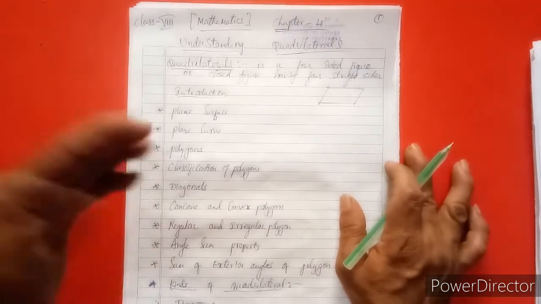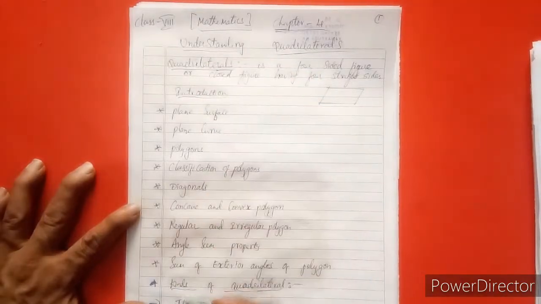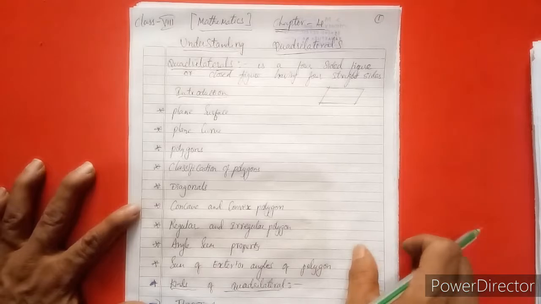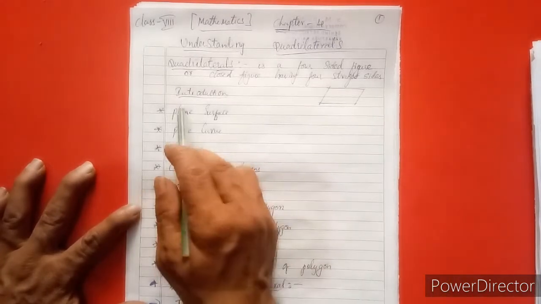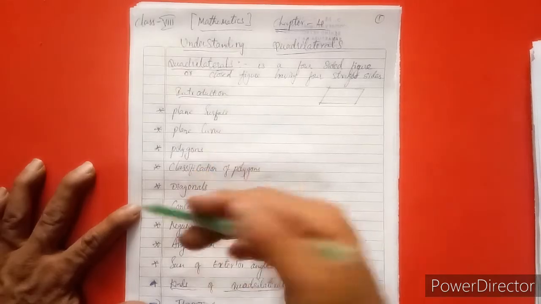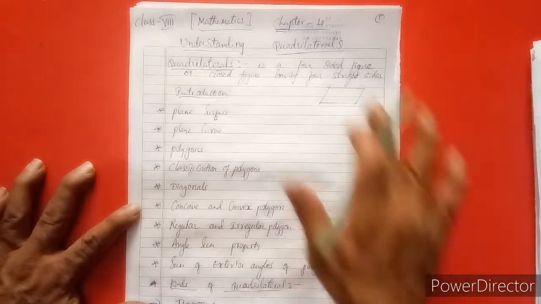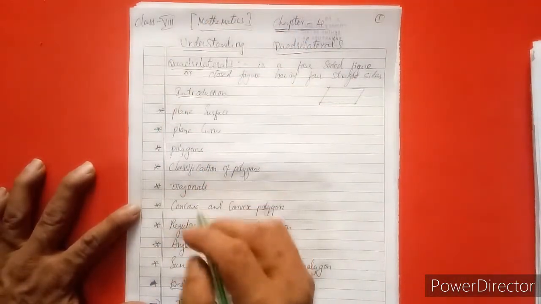Okay. In this chapter, what will we study? There are many things in this chapter. I am going to explain on the basics, and after that I will start. First is the introduction: plane surface. This is the plane surface of the page. I have written all the points on the plane surface.